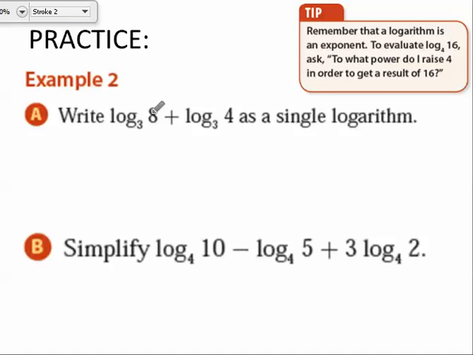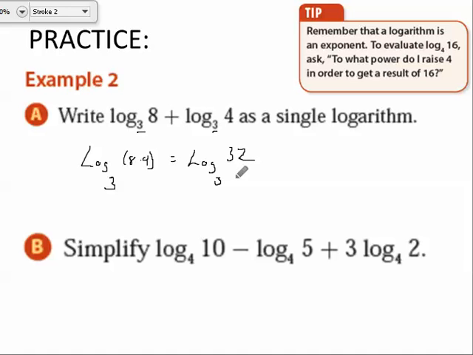Log base 3 of 8 plus log base 3 of 4. They want me to write that as a single logarithm. Well, since my bases are the same and we're adding them, that means we multiply them together. So log base 3, and that would be 8 times 4. Well, 8 times 4 is 32, so that's going to be equal to log base 3 of 32.